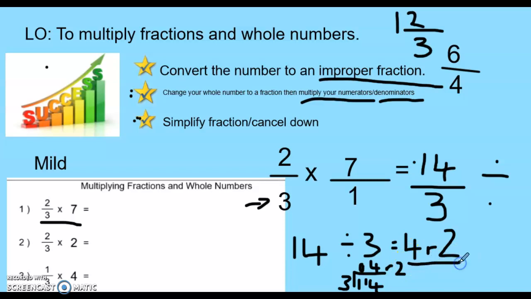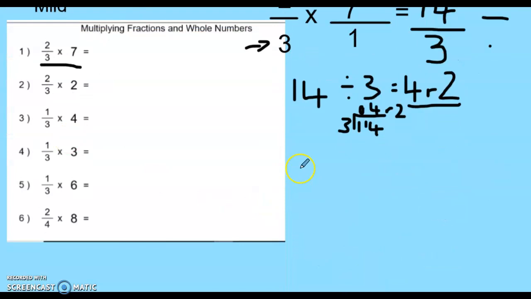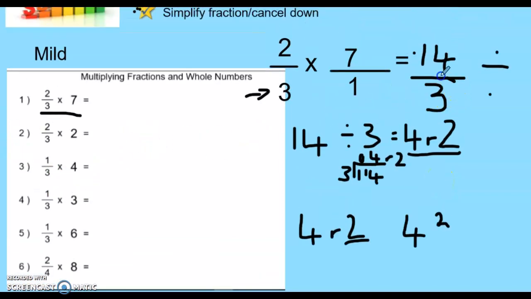I need to convert 4 remainder 2 into a mixed number. So I know there's 4 wholes, and then there's 2 parts remaining. The denominator does not change from the improper fraction, so the denominator is 3. So 4 remainder 2 is the same as 4 and 2/3. The answer is 4 and 2/3.